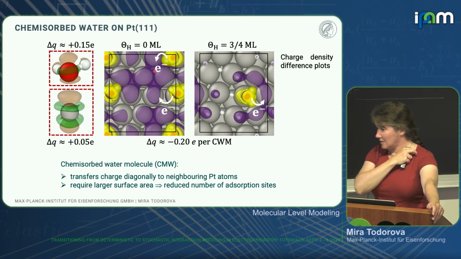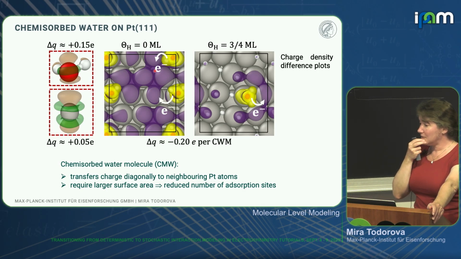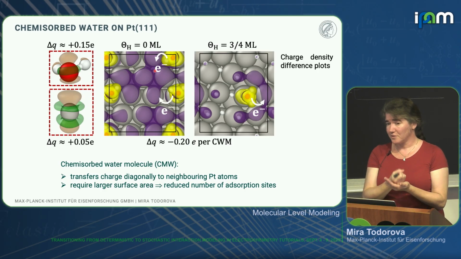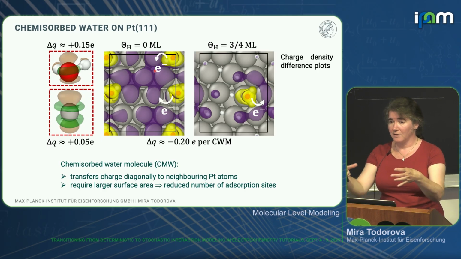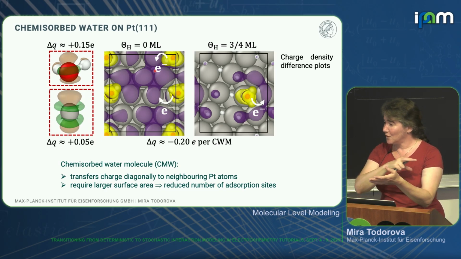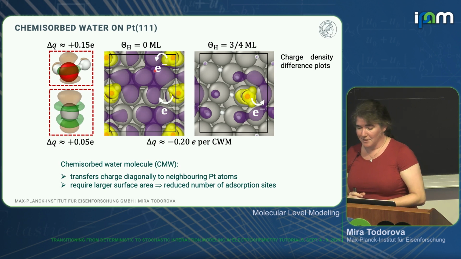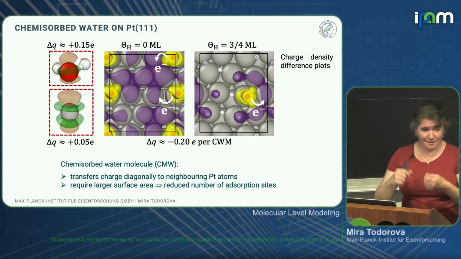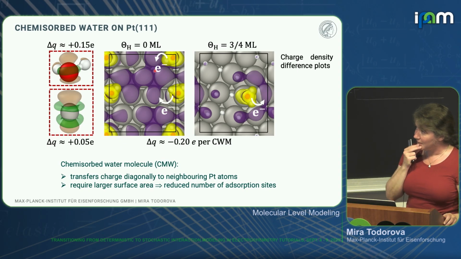Now, this has a certain consequence, because this would mean that each water molecule that adsorbs on the surface actually needs a much bigger area than just the one atom it is adsorbed on. And therefore, we cannot cover the whole surface with water molecules. And again, this is a dynamic process.